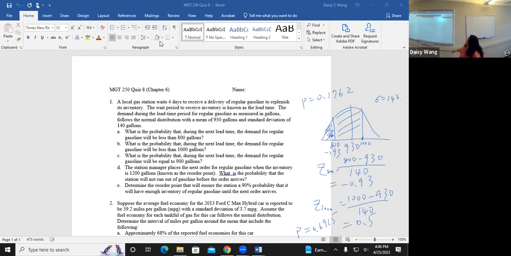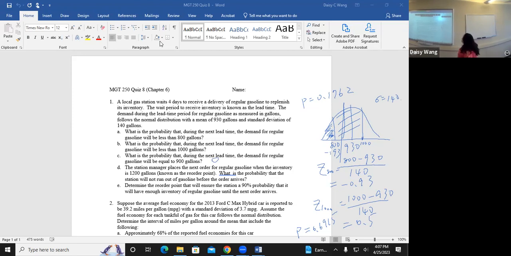How about C? The possibility that the demand will be equal to exactly 900. What would that be? In this case, because this is a continuous distribution, the probability of being exactly equal to 900 we can say is 0.